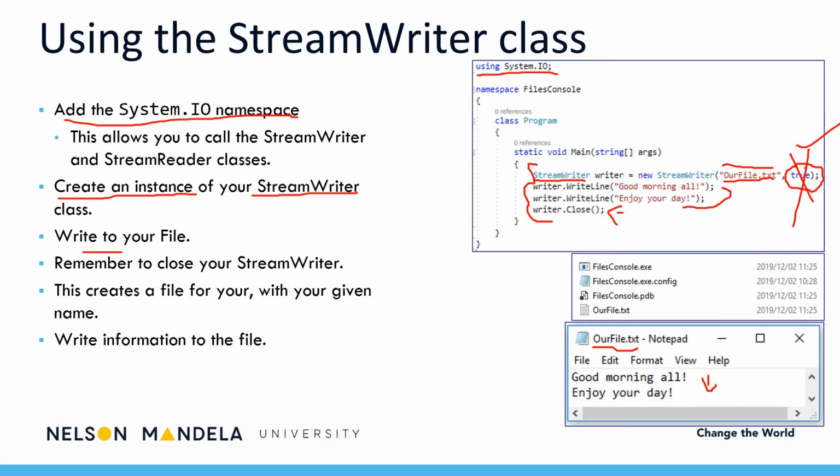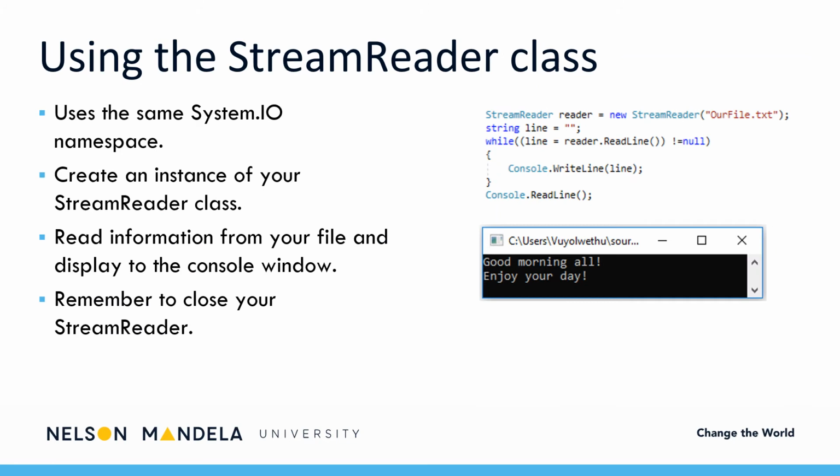So we've discussed writing, and you need to remember to close your file. And then here, we now want to read information from our file, and it also uses the same System.IO namespace. So the first thing that you need to do over here is to create an instance of your StreamReader, which is going to read information from your file and then display it to the user. And here we do that through the console window.